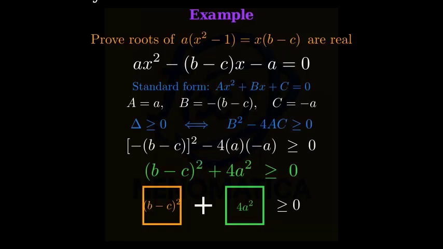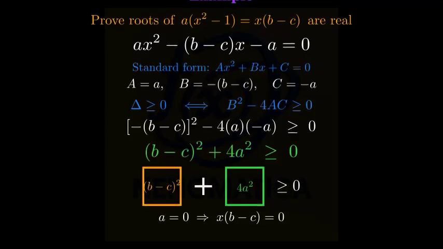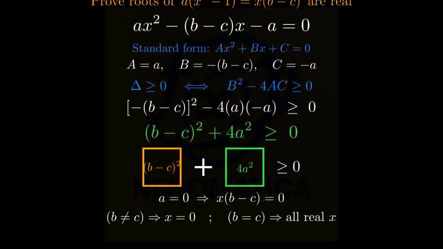One quick edge case. If a equals 0, then the left side is 0, and we get x(b − c) = 0. If b is not equal to c, then x = 0 is a real solution. If b = c, every real x satisfies the equation. In all cases, solutions are real. Therefore, the discriminant is always non-negative, and the equation has real roots for all real a, b, and c.